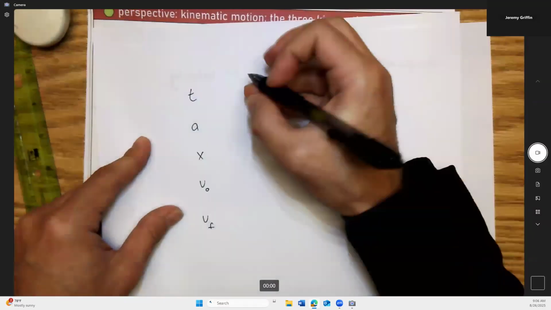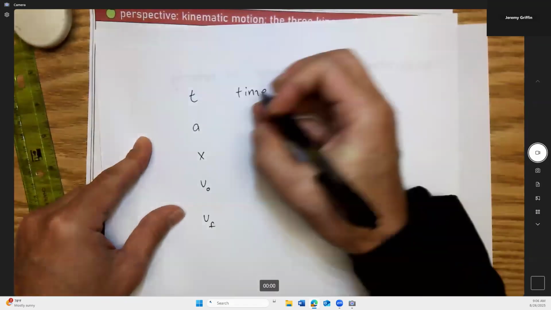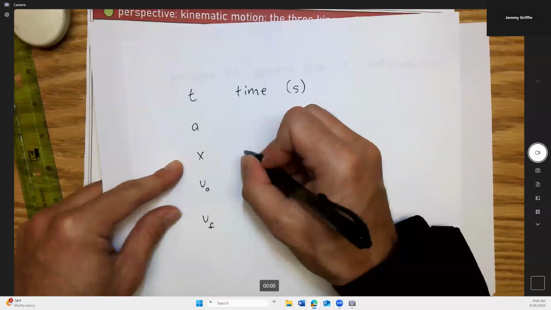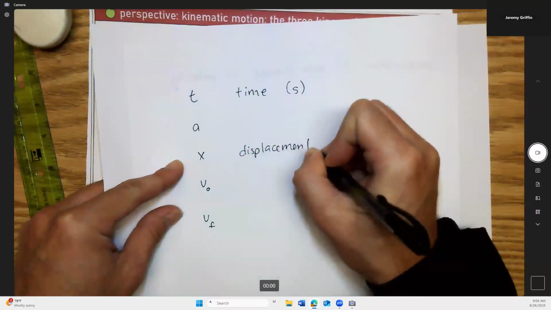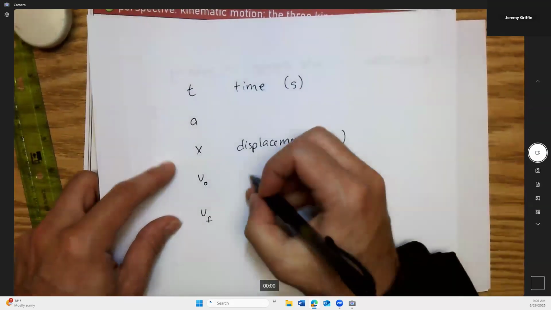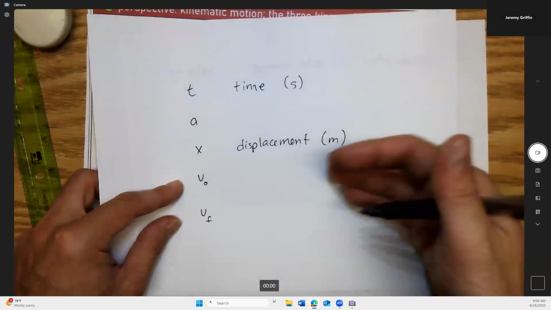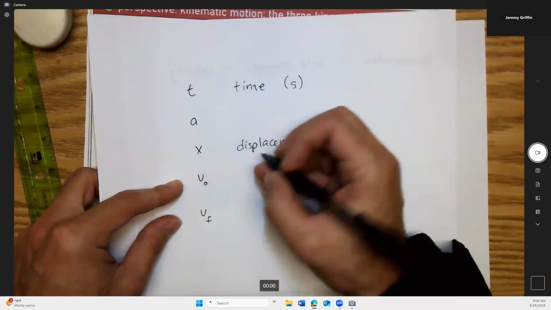Just to be modernized. So t is time. That's going to be counted in this class in seconds. Let's skip down to this x for displacement. In this class, normally the unit is going to be meters. Now, v is for velocity, like speed, but sometimes there's a direction implied, sometimes specified.